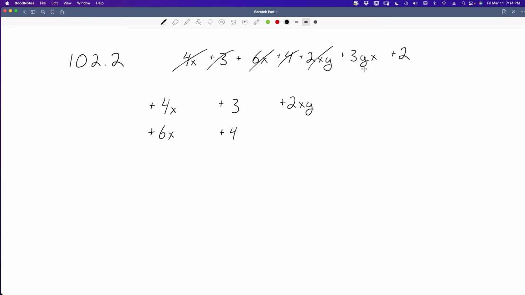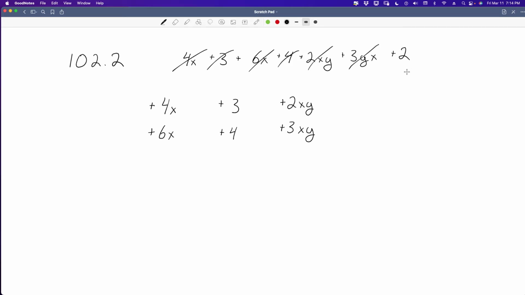So now let's look at the next one. I have a 3yx. Well, it's an x and a y. It's just rearranged. And we know that the commutative property of multiplication says we can put that in any order we want, and it's the same answer. So we're going to just put it in the same order and put it underneath the 2xy because it's the same variables, xy, xy. So that one's done.